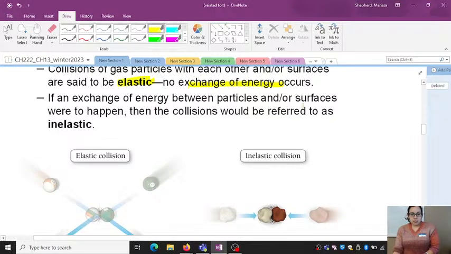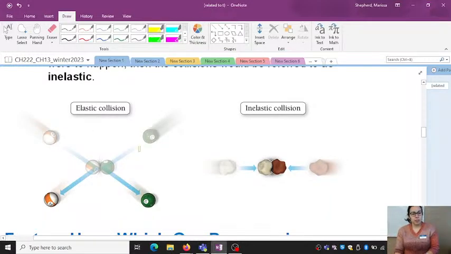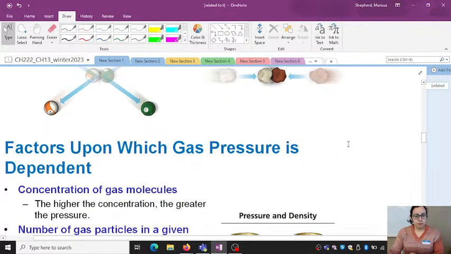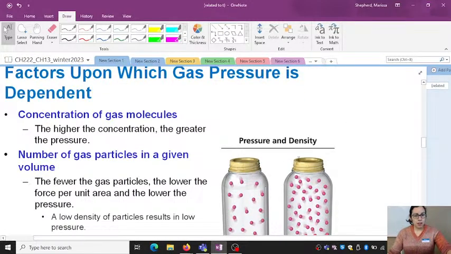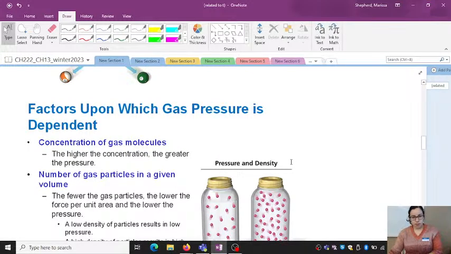And so if there was an exchange of energy, then these would be inelastic collisions. You can think of billiard balls. You hit them and then they bounce, and that's an elastic collision, versus inelastic where they might collide and stick. And so we'll look at all these factors.